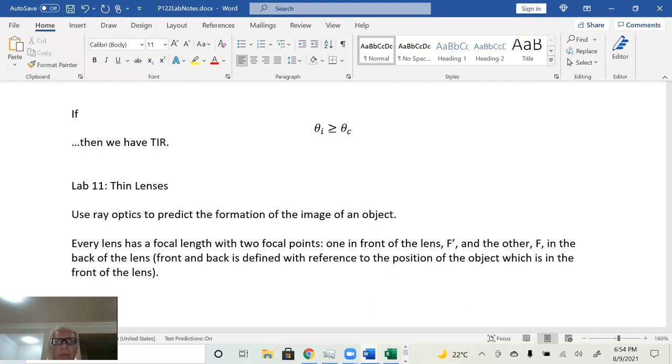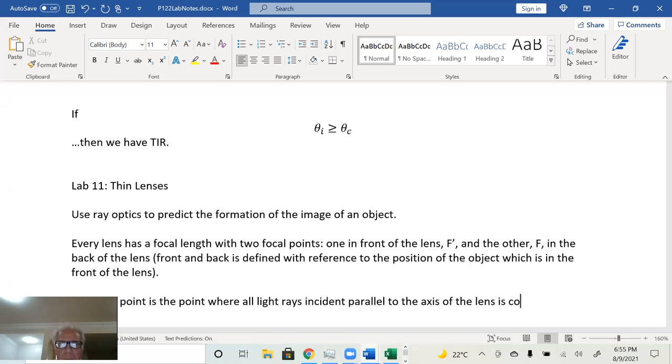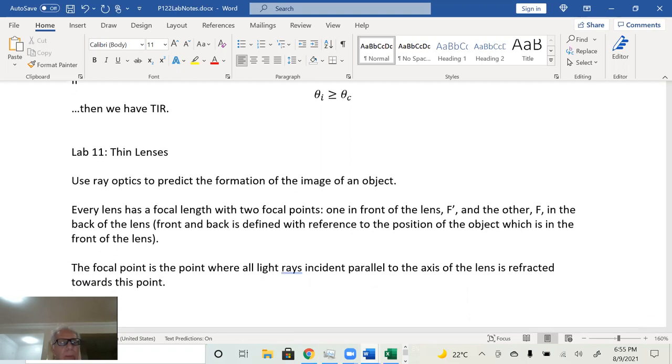There's an interesting interpretation for the focal point. You're going to understand why we call it the focal point. Well, I'm going to tell you right now. The focal point is the point where all light rays incident parallel to the axis of the lens are refracted towards this point. That's what the focal point is all about.